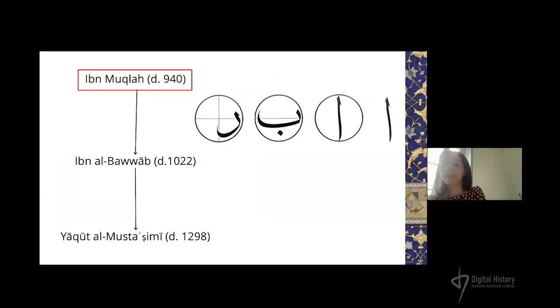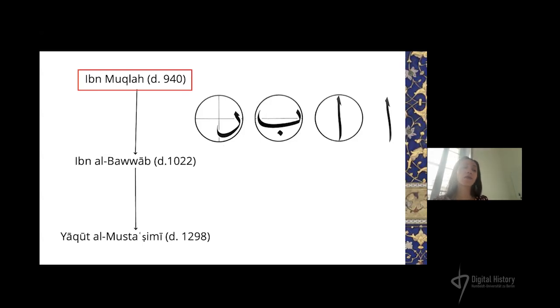Then, within the course of this development of Arabic calligraphy, we have these three main figures that we know of that highly contributed to Arabic calligraphy, in a way that they invented what we have now as the calligraphic script, which is the proportioned script.